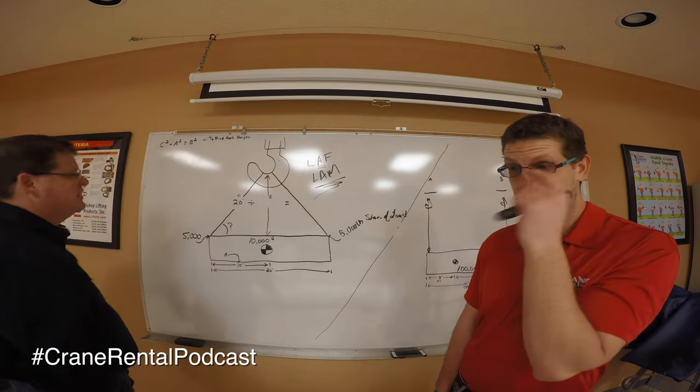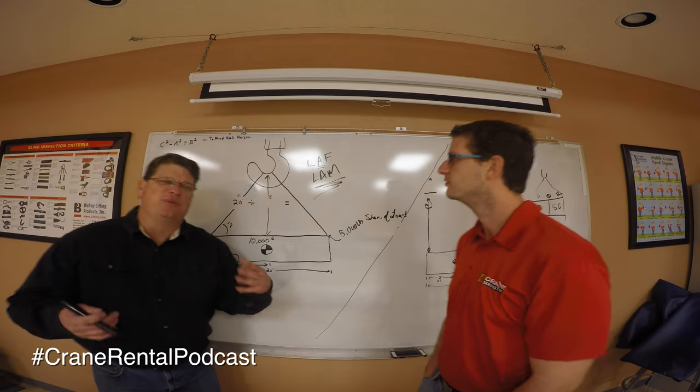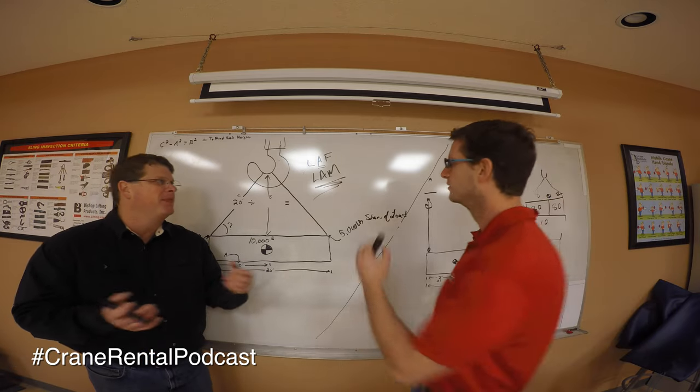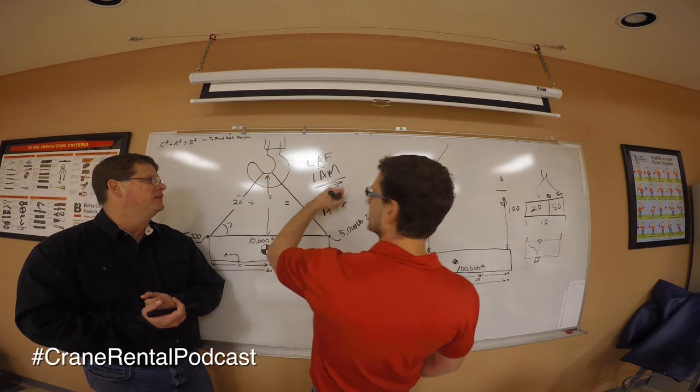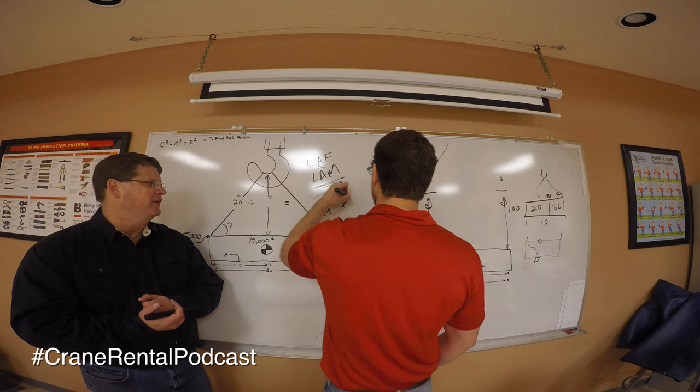So, you guys, I don't remember in school, Pythagorean theorem? What was it? That's a squared plus b squared equals c squared, right?